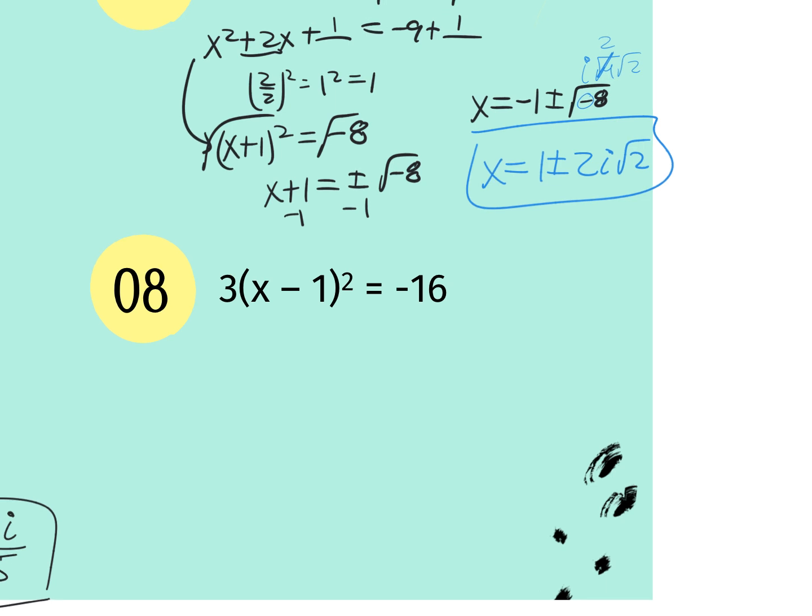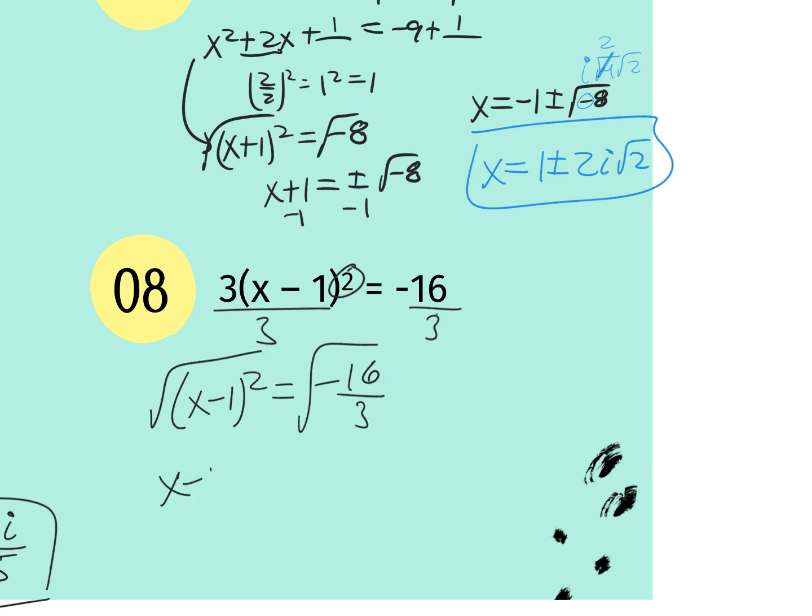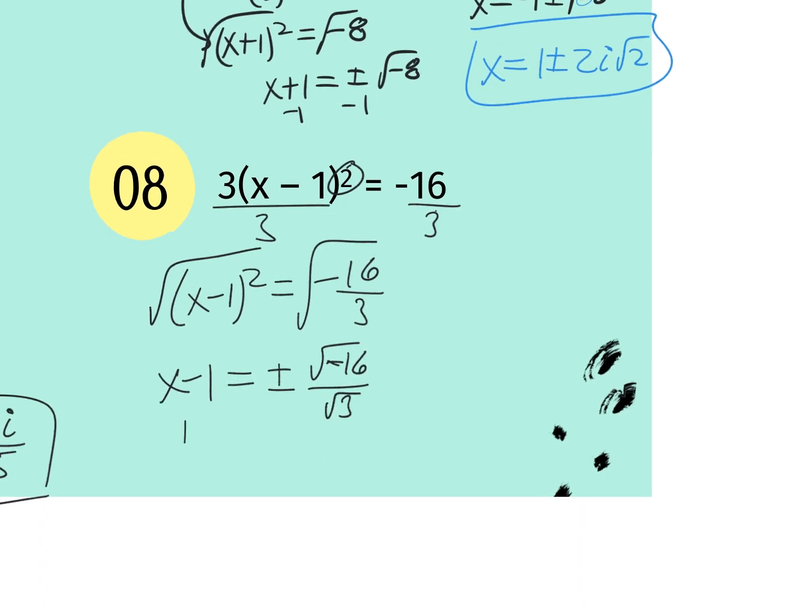All right, now with this last one, it looks like there's a square, so I can solve by square rooting. I'm going to divide by 3, and so I get x minus 1 squared equals negative 16 over 3. And then once again, I see that square, I can square root both sides. So I get x minus 1 equals plus minus. Just like before, I can square root the top, square root the bottom. All right, so then I can add 1 on both sides, and I get x equals 1 plus minus. The square root of negative 16 is 4i, over the square root of 3.